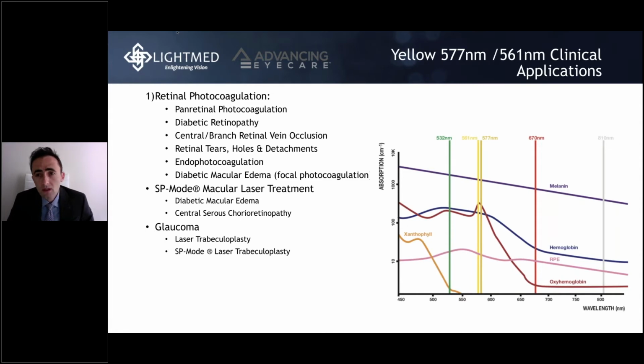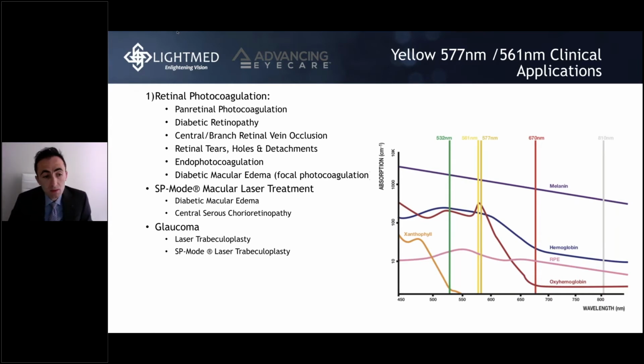So the yellow laser has been applied in panretinal photocoagulation for diabetic retinopathy or vein occlusion. I've been using it successfully in treating retinal tears and breaks to create a laser retinopexy barricade. It has been used in endophotocoagulation and, of course, in treating diabetic macular edema, where you treat the macular pathology applying the focal laser using the yellow wavelengths.